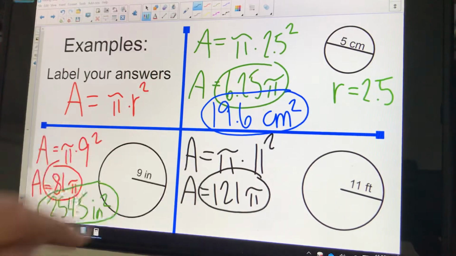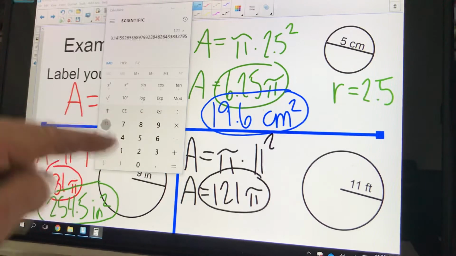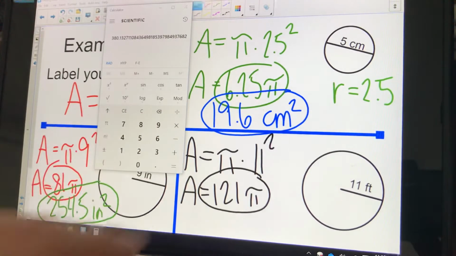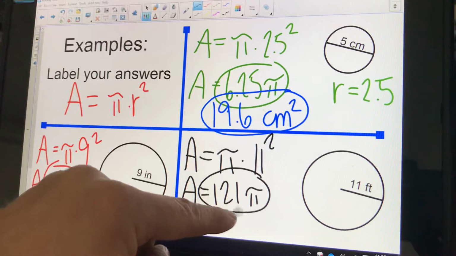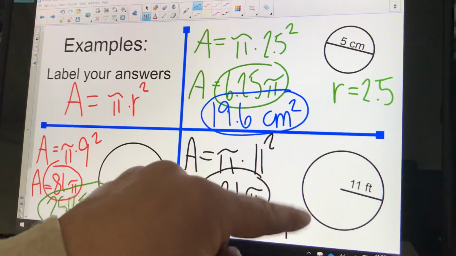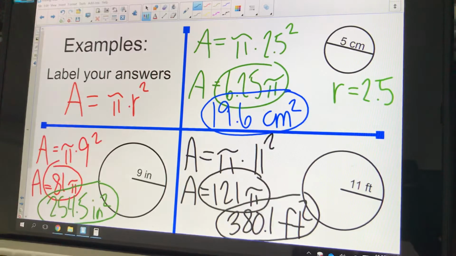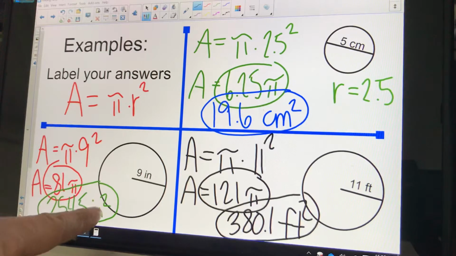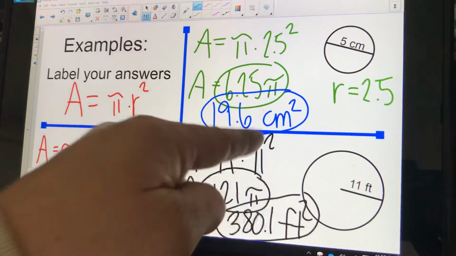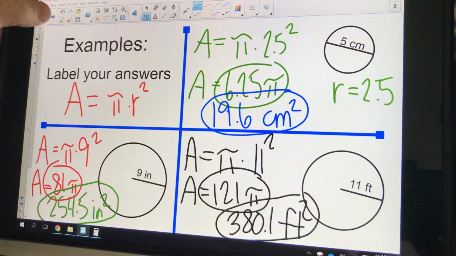Okay, I'm going to take that to my calculator. 121 times pi is 380.1 feet. Gotta square it. Okay, so there's three examples of how to find the area. I have 2 answers for each of them, and I'm labeling them in inches squared or feet squared or centimeters squared. Okay, good. Let's move on.